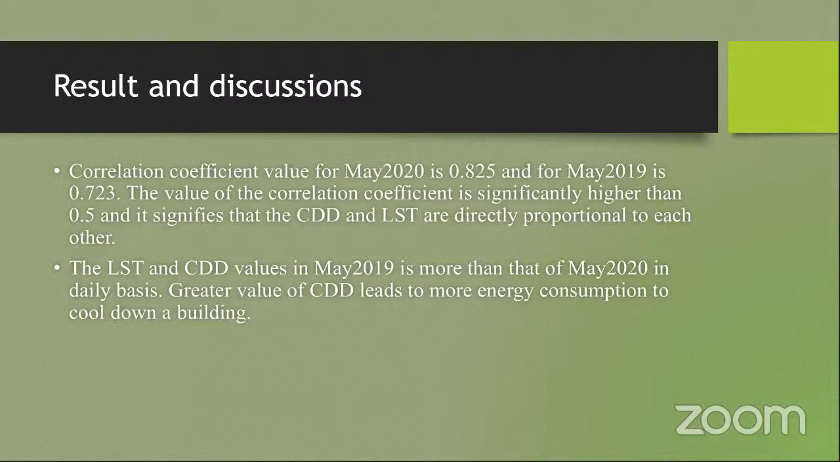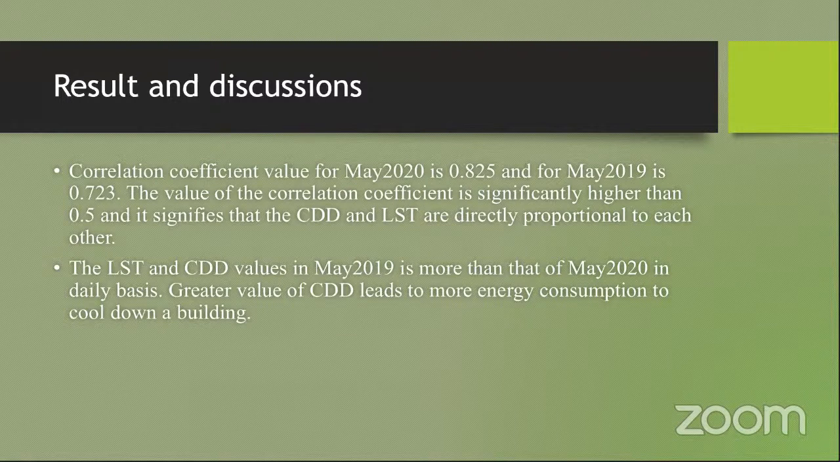That means if the LST value on a particular day is low, then less energy will be needed to cool the building down to a particular temperature. Here we have also seen that for May 2019, both the CDD and LST values are higher than May 2020 on a daily basis. And if the CDD value is higher, we can assume that more energy is needed to cool down a particular building.